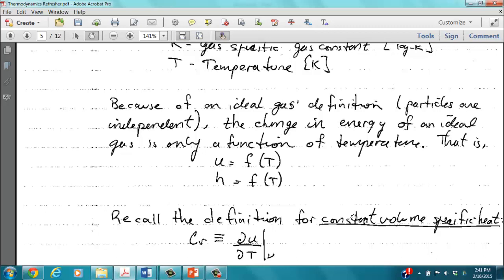Now, one of the other important definitions of an ideal gas, because the particles are independent, is that the change in energy of an ideal gas is only a function of temperature. All other substances, non-ideal gas substances, the change in energy of that substance is going to be a function of both temperature and pressure, okay? For ideal gases, though, internal energy and enthalpy are only functions of temperature.